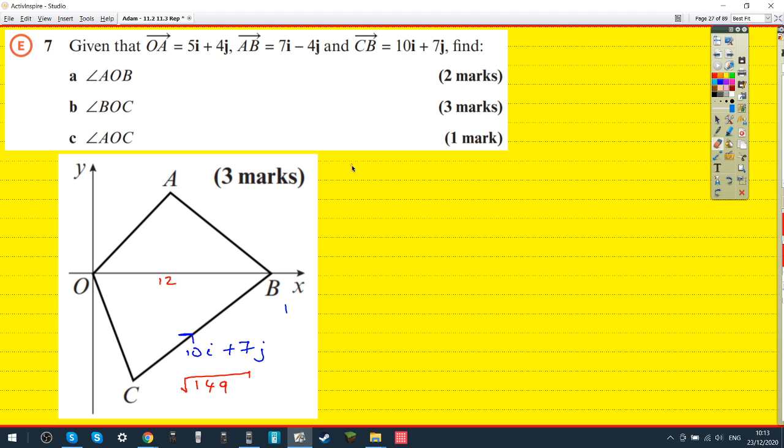Yep. So OB, let's see, not OB, OC will be the same as O to B plus B to C. Oh, right, okay. So would it be 12i plus 10i plus 7j, which would give you 22i plus 7j. Yeah.